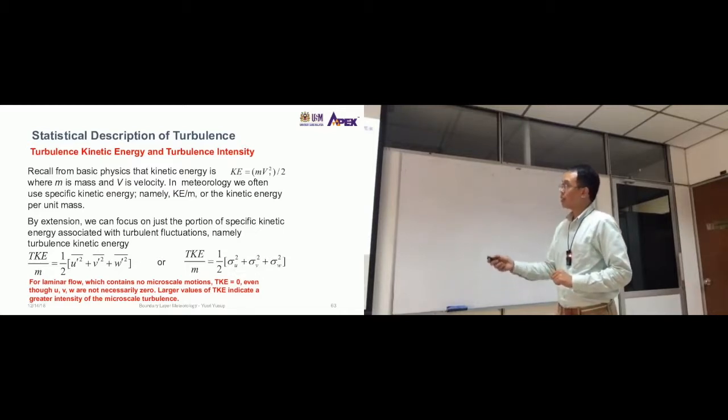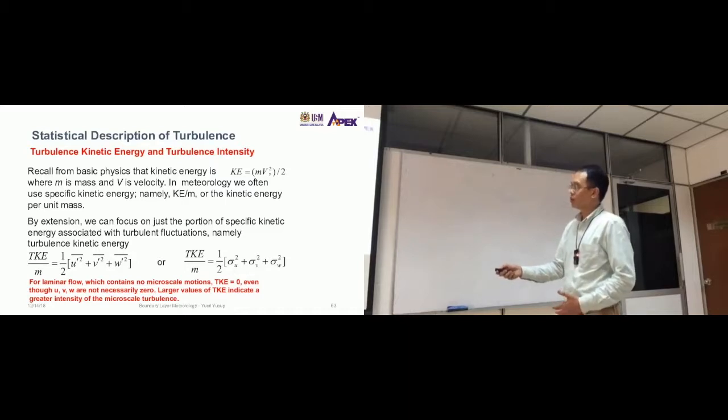So instead of using mean V, we use here U prime average squared and V prime average squared, and so on. This prime indicates turbulence instead of mean, like before. Then you just simply add them all up, divide by 2, and you get the specific turbulent kinetic energy. Or if you want to use the variance, it's also the same as this U prime average. So this equation and this equation are the same.